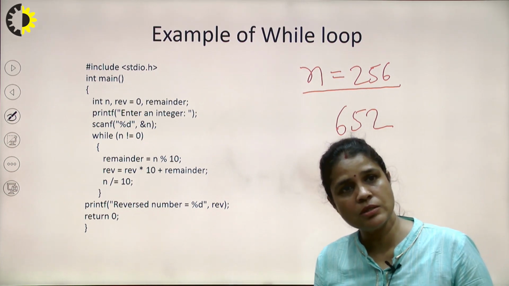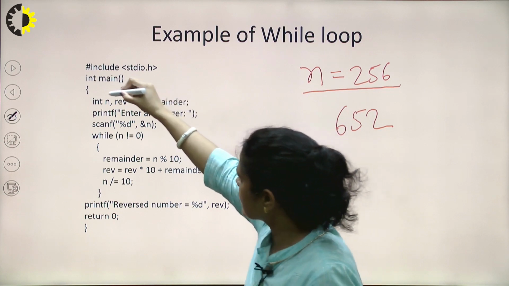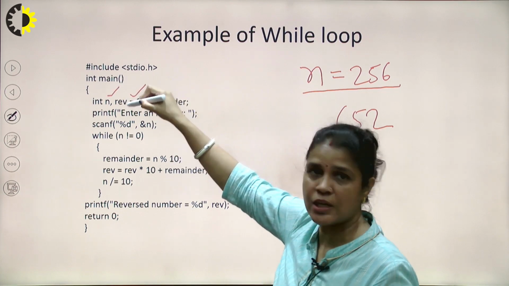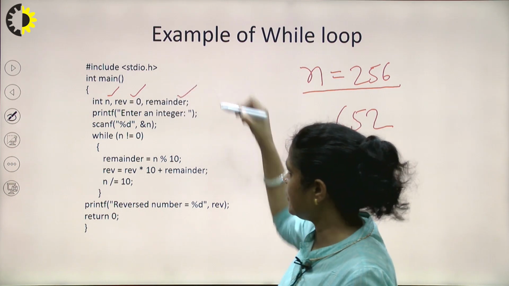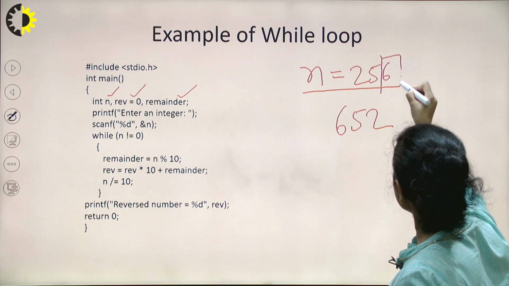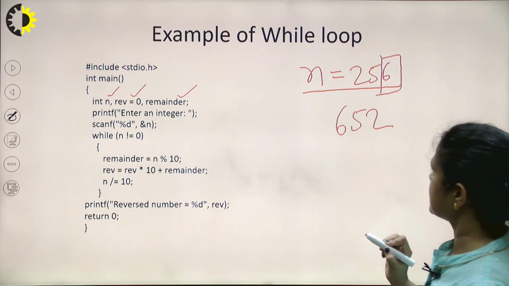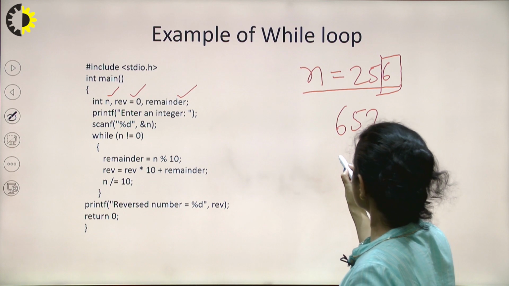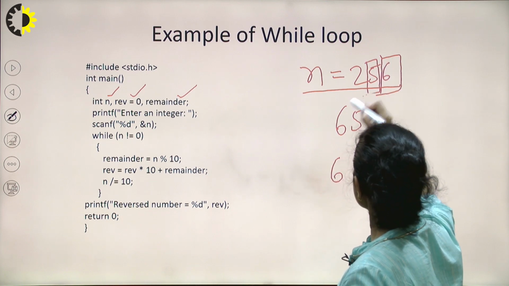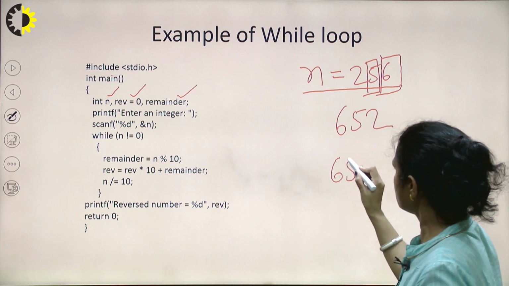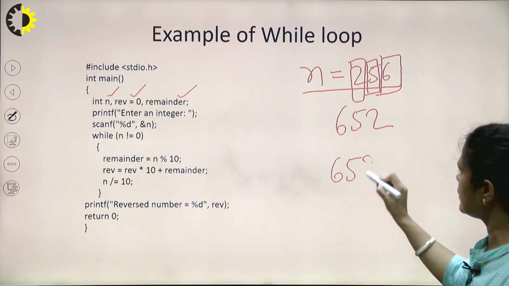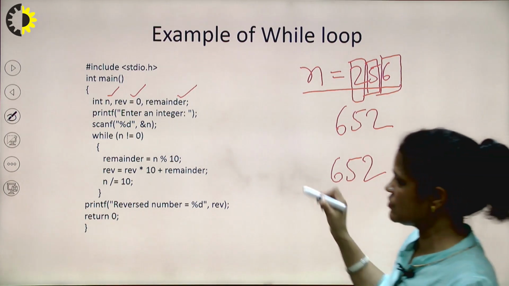How do we write the C program? For this, we will take a variable n, and a variable reverse which we need to initialize with 0, and then remainder. Because from this number, we will separate this digit and arrange it here. Then in the next iteration, we will separate the next digit and arrange it here. And in the next iteration, we will separate this digit and arrange it here. Right, so this is the way it will work.